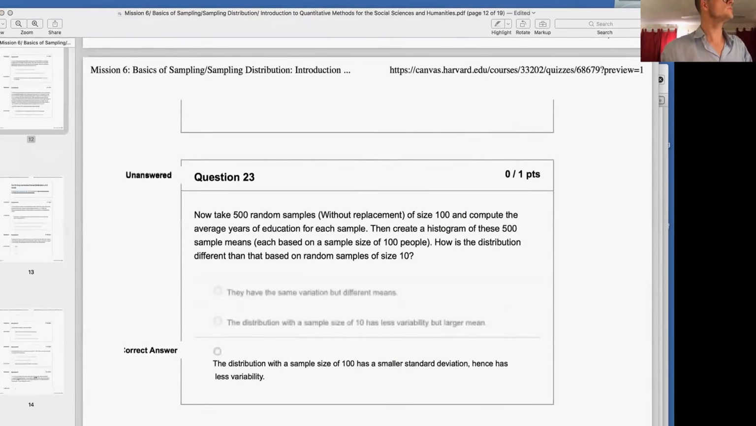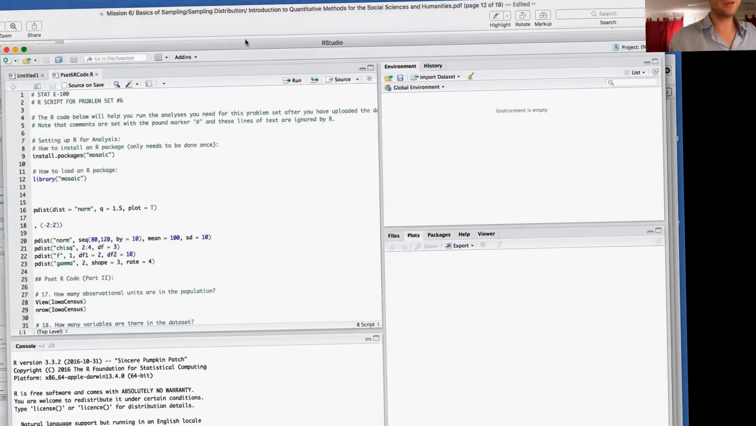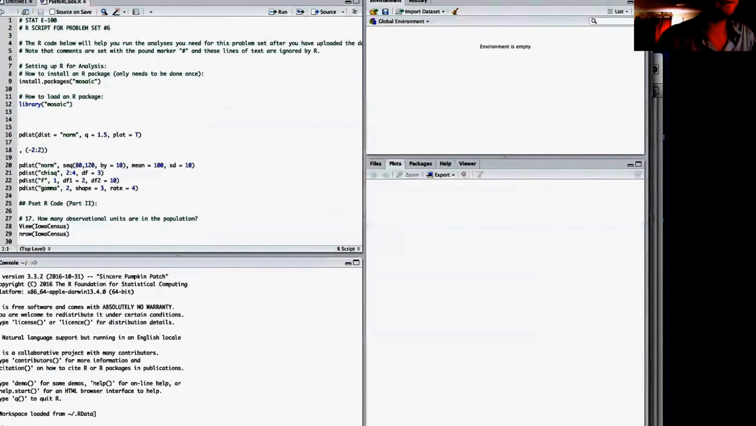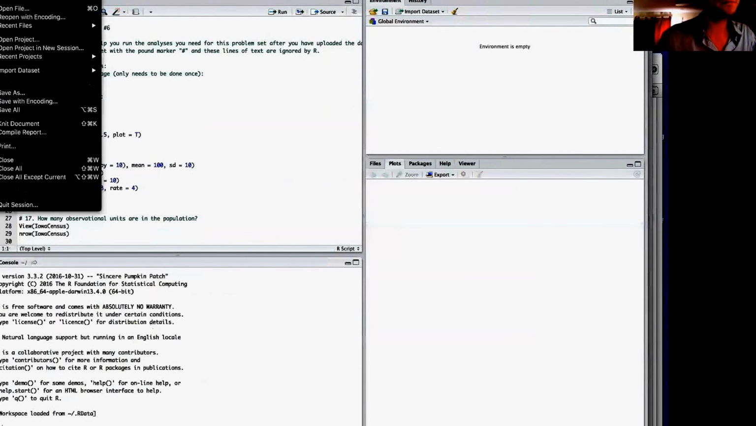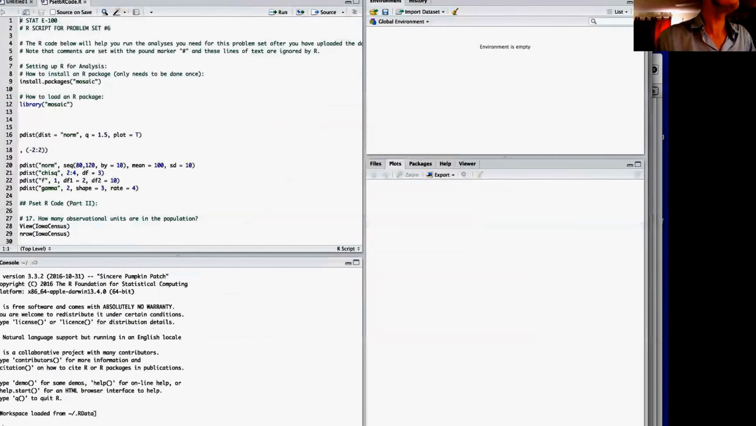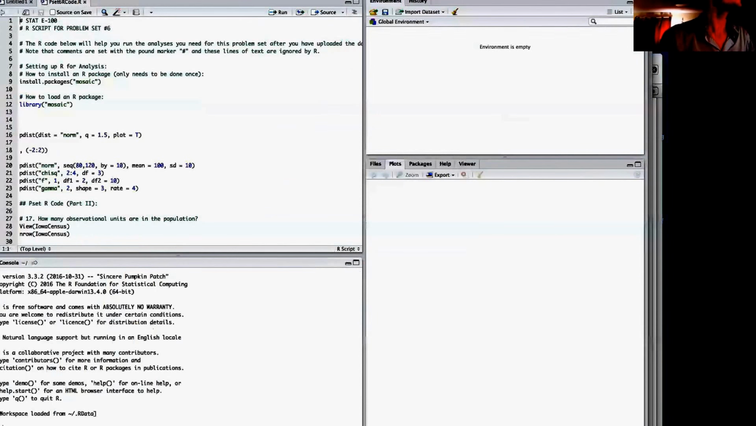We're going to open this with RStudio. So here we have RStudio with our code, and we're going to open the Iowa census data. So we'll file open, and I'll look for that here. Nope. Hold on for a second.